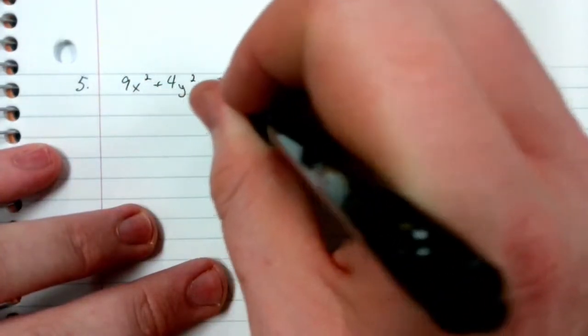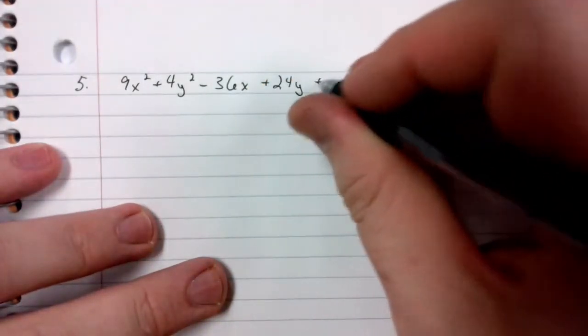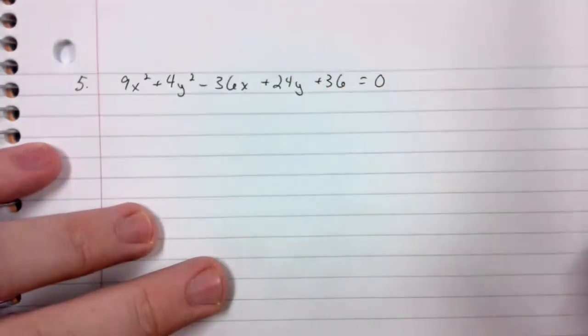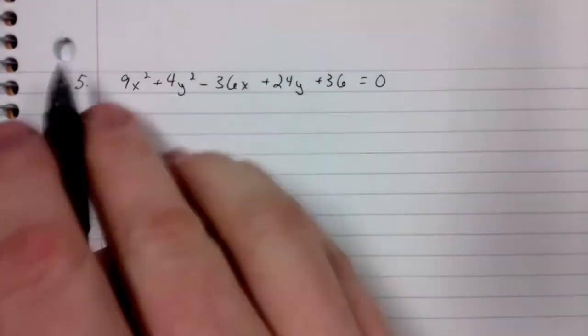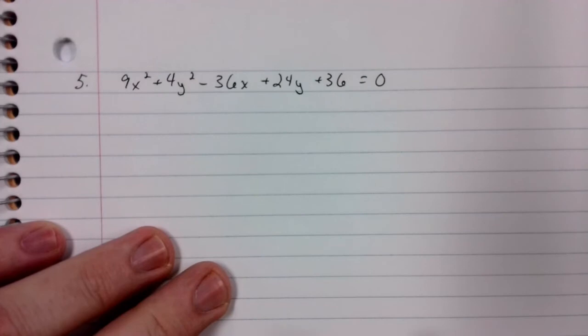That says 9x squared plus 4y squared minus 36x plus 24y plus 36 equals 0. So you can see this is nowhere near the same form as we've been looking at. So the first thing we have to do is get this in the right form.